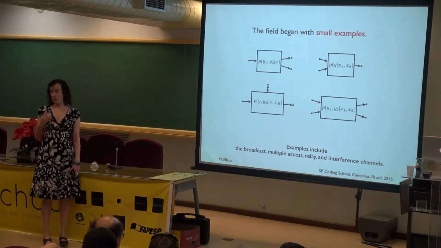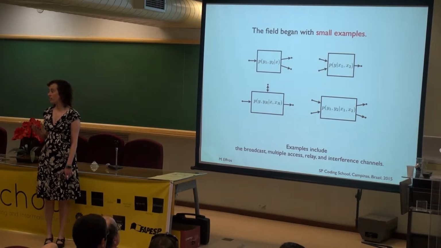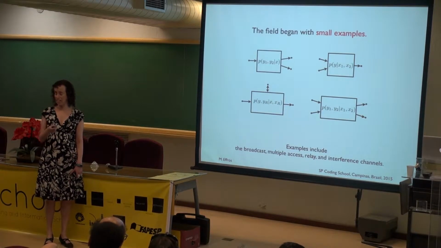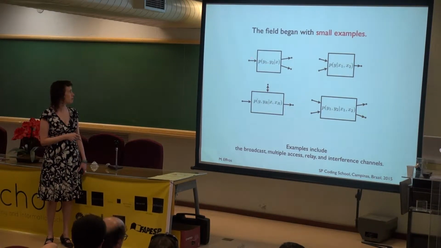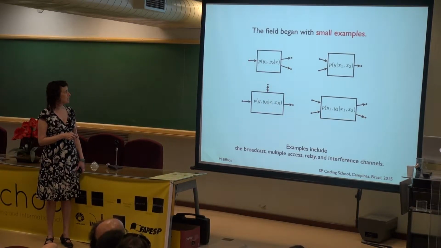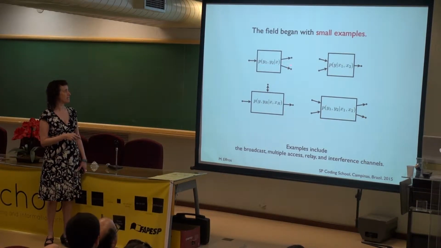When we, as a field, started looking at network information theory, we started with very, very small examples. In particular, 3-node networks. It was sort of the next obvious step after 2-node networks, maybe. And here are just a few examples. This is a broadcast channel. So here we have a single transmitter and a pair of receivers instead of a single receiver. And we asked how much information can we get to this pair of receivers.